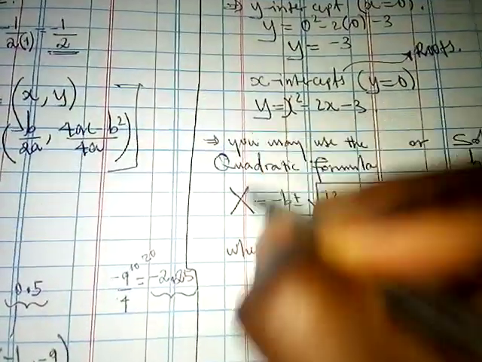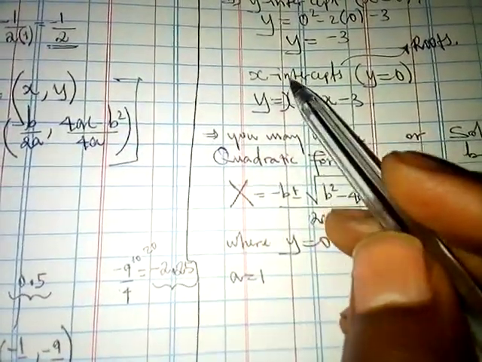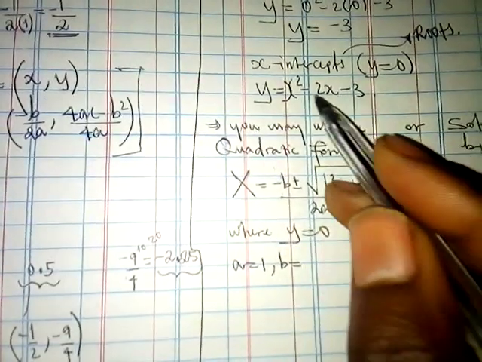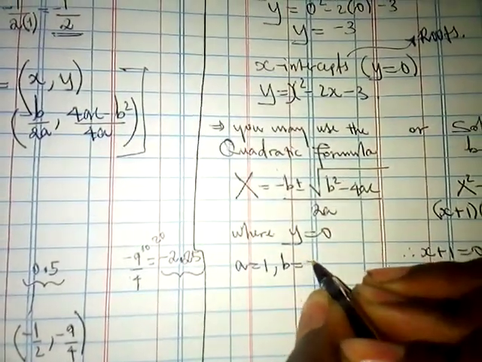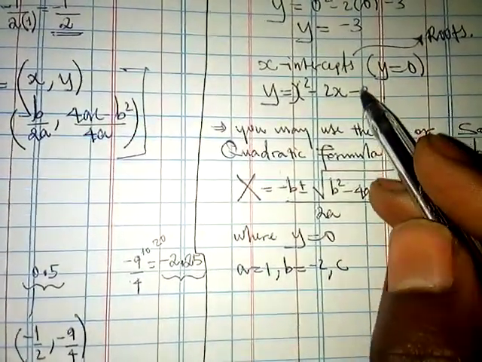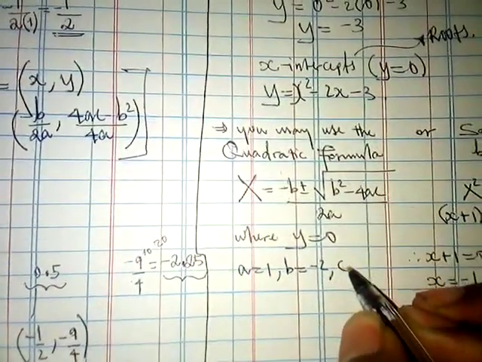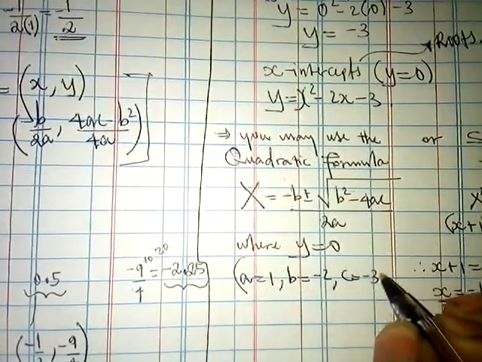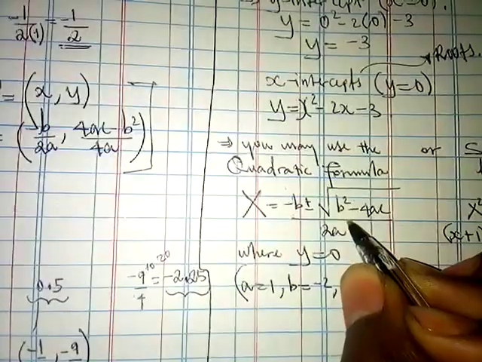So just to shed more light, your a is going to be 1. That's the coefficient of x squared. b is going to be negative 2. Don't leave out the signs. And c is not just going to be 3, as in a positive one. No, it's going to be negative 3. So you can simply get these values and put them here.